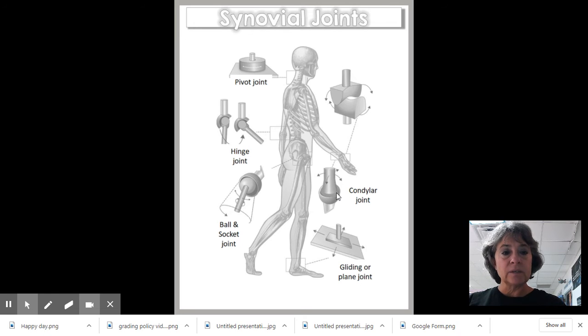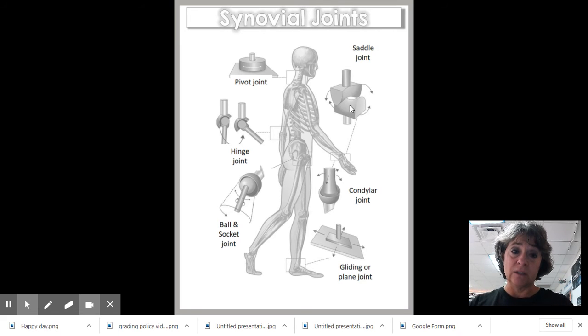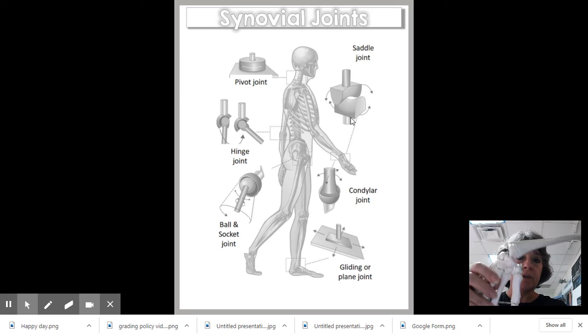And the last one is called a saddle joint. And it's called that because of the structure of the bone. You can see it looks kind of like a saddle of a horse if you're going to ride a horse. And you find this is a very important joint for human beings because you find this between your thumb, which is your first metacarpal bone, and your carpal bone of your wrist. This is what gives you what's called an opposable thumb.